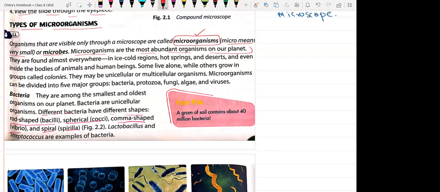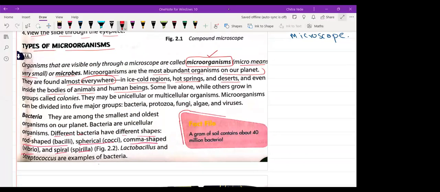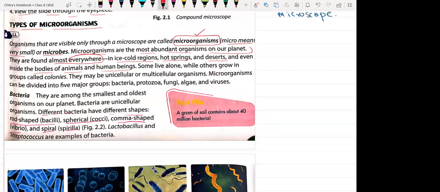They are found almost everywhere. See, it is given here. They are found almost everywhere, from ice cold regions to hot springs, and even in deserts, even inside the bodies of animals, plants, human beings, etc. So they are present everywhere, beta. In ice cold regions also, yes, they are present everywhere, beta.